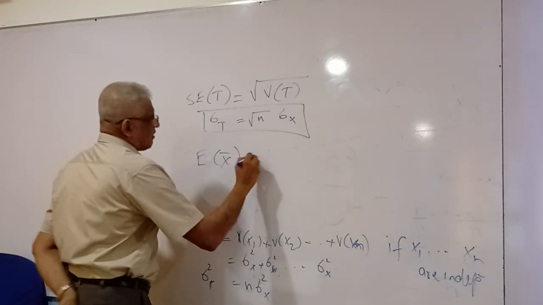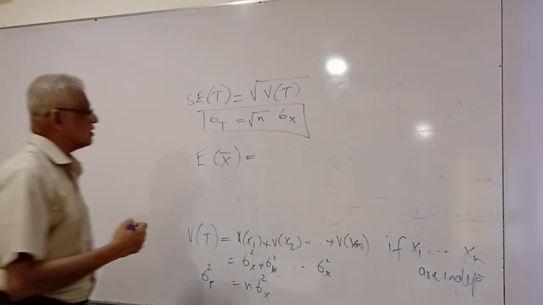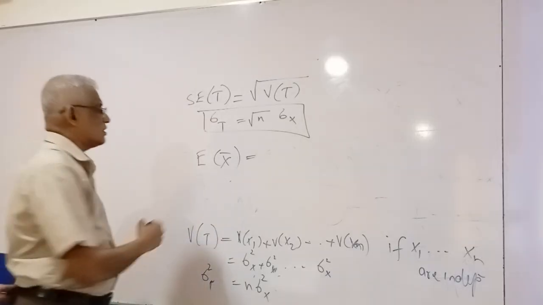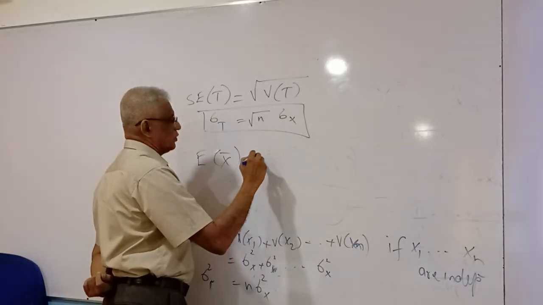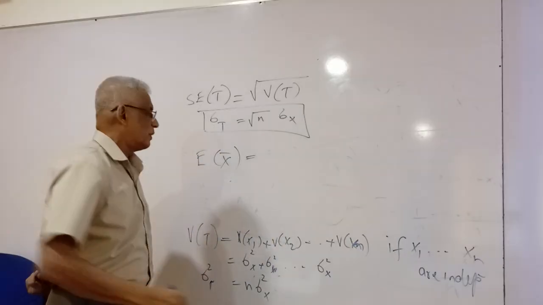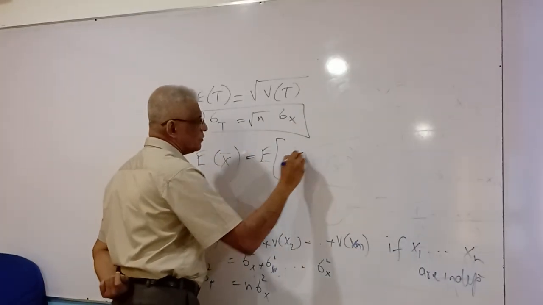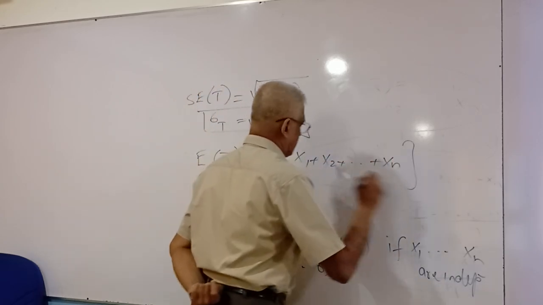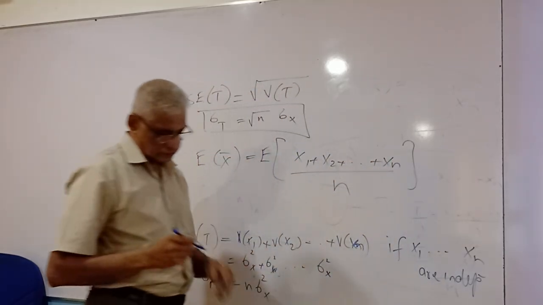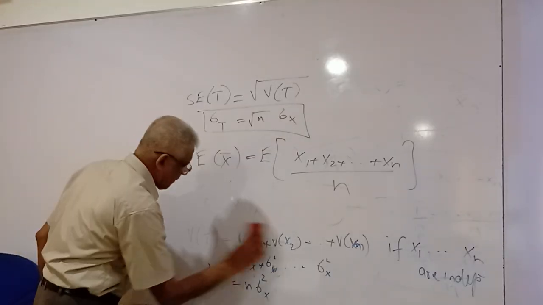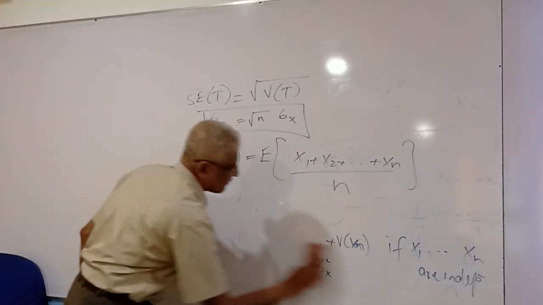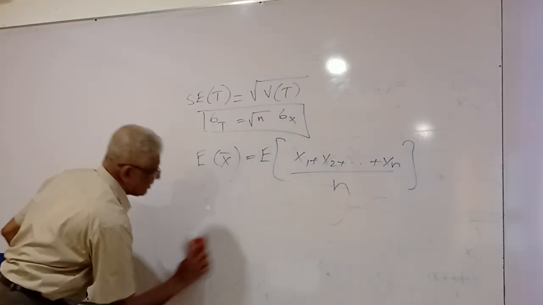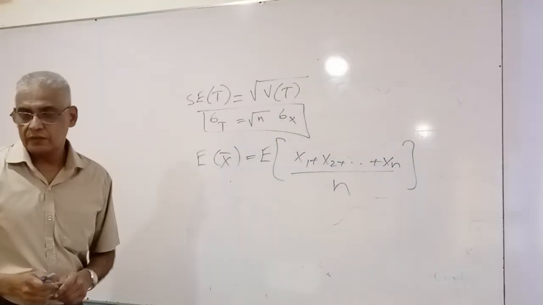Anyway, we can easily get an expression for this in terms of the expected value of the original population like this. So we know that x bar is equal to x1 up to xn divided by n. So this is going to be x1 plus x2 up to xn divided by n. Use this pen, I think it will be easier.